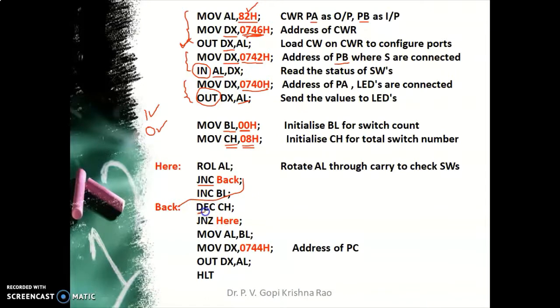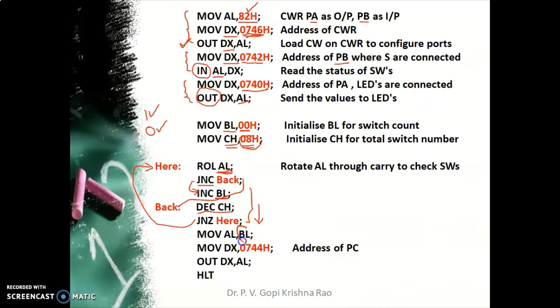As you have checked one switch, we will decrement the counter. If the counter is not equal to 0, again we will go back and rotate the content of AL. What is AL containing? The status of the switches. If the carry is set, this instruction will be executed. The value of BL will be incremented, and again the value of CH will be decremented. This operation repeats until the value of CH becomes 0. Once CH is equal to 0, we come out of this loop.